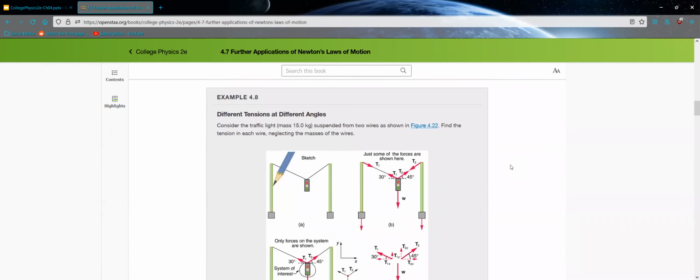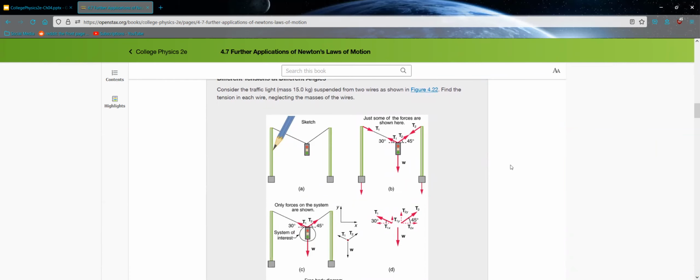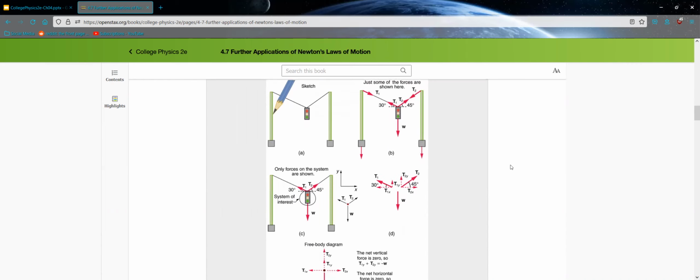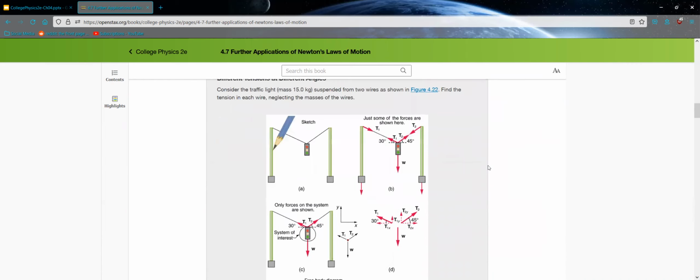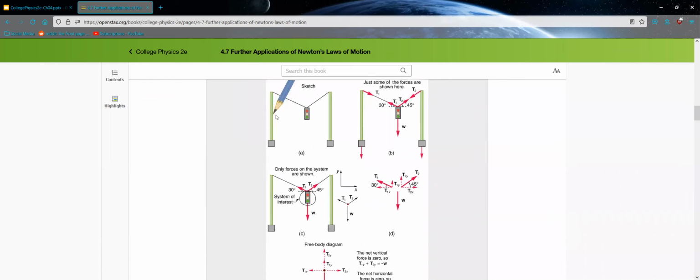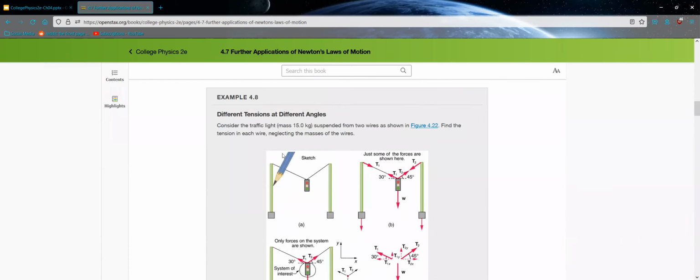So different tensions at different angles. Consider the traffic light. This traffic light, say, has a mass of 15 kilograms, suspended from 2 wires as shown below. Find the tension in each wire, and we're not going to care about things like the mass of the wire for this. So what happens here? We have a wire shown with 2 different ropes at 2 different angles. Oh, this one's actually bigger. We want to know the tension on each rope.